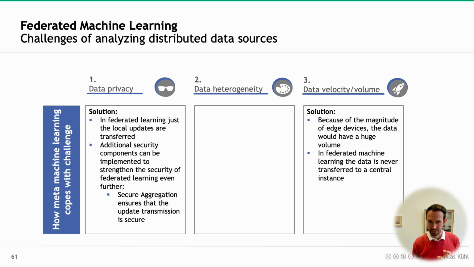When it comes to data velocity and volume, because of the magnitude of these edge devices like smartphones and Internet of Things sensors, the data would have a huge volume, right? It's probably impossible to transfer all these amounts of data. So in federated machine learning, this data is never transferred. Again, only the model updates are transferred, thus reducing the data velocity and volume.